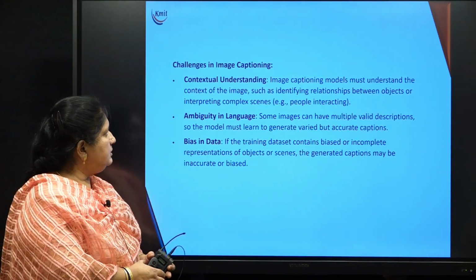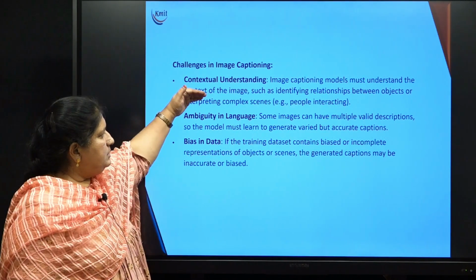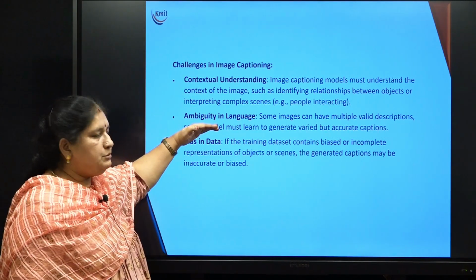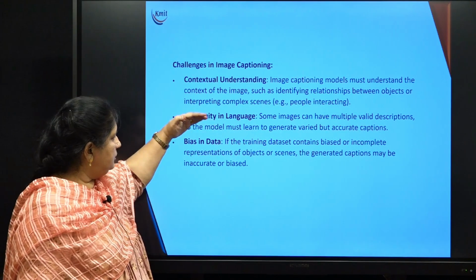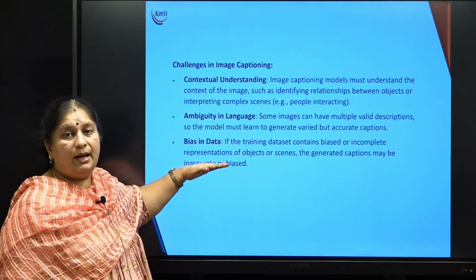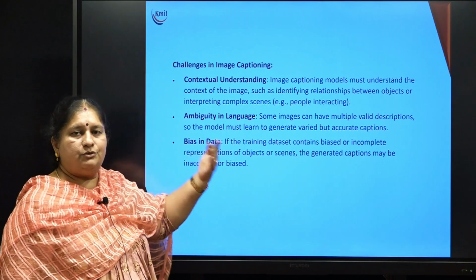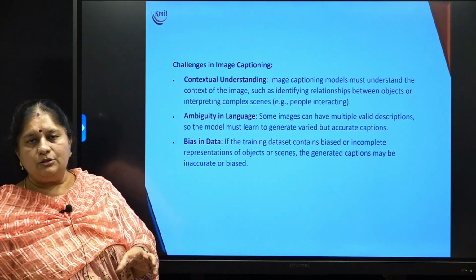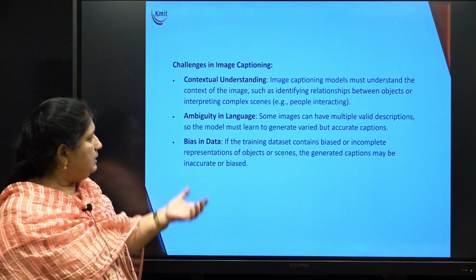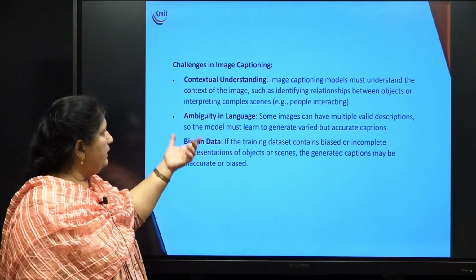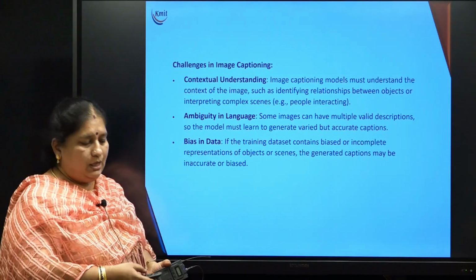What are the challenges in image captioning? You need to understand the context. We need to see the ambiguities of the language. Then we need to see the biases of the data. Whenever you are trying to generate a caption for an image, it is definitely subject to biases. So these are the challenges involved in generating captions for images.